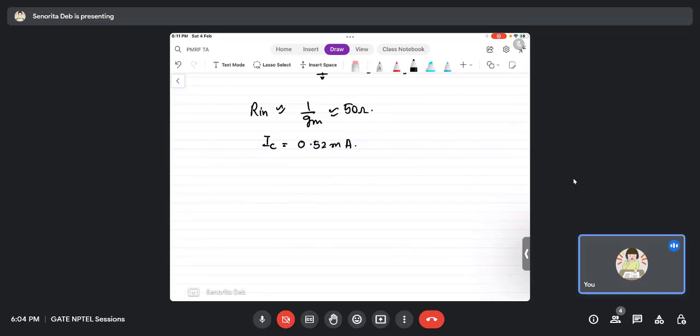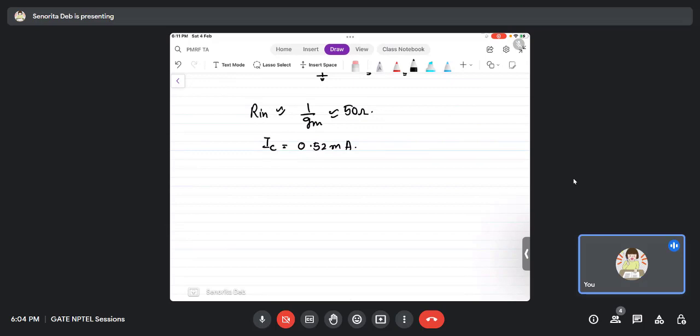Okay, now before this, we have to select a value of Re. So approximately a good value of Re can be 0.5 kilo ohms. Okay, and once you have the value of Gm, you know the value of IC, because Gm is IC by Vt. So first thing you have found out.